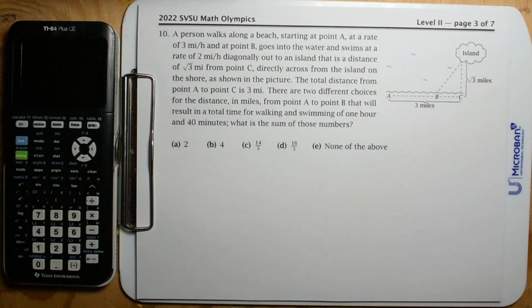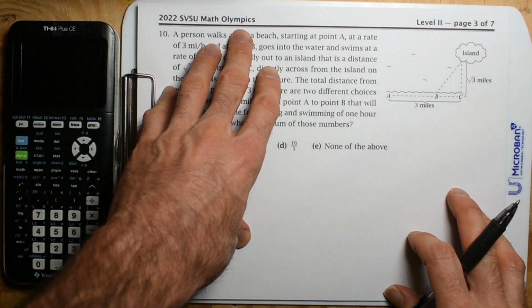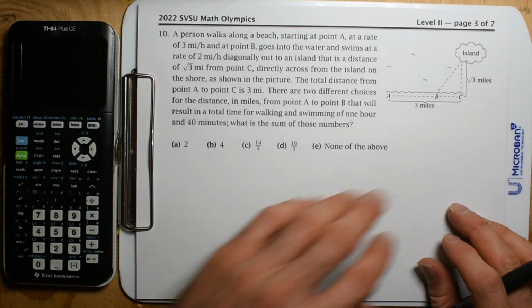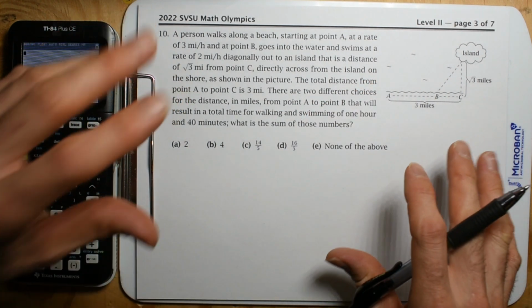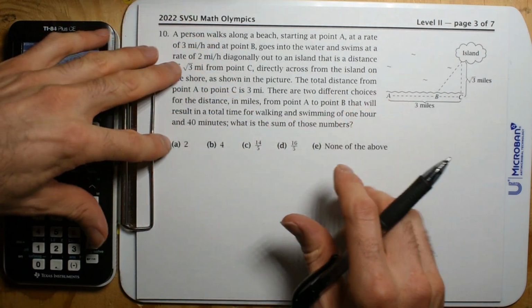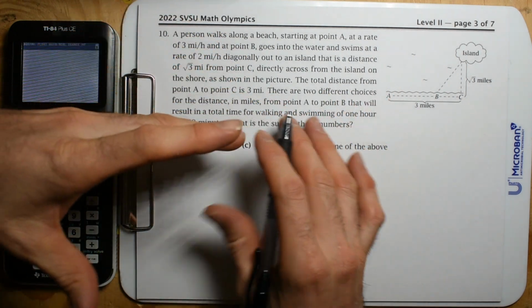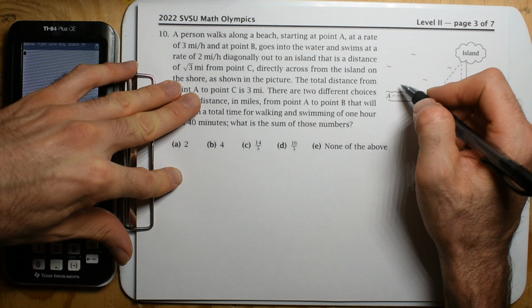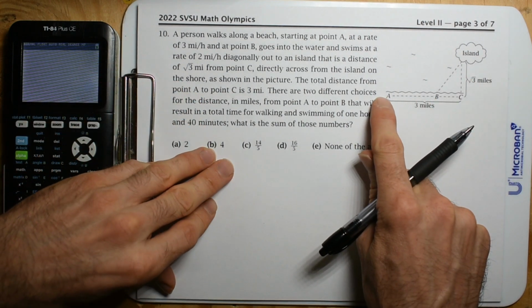Alright, hell yeah. So we have the Math Olympics. This is level 2. You're supposed to do it without a calculator. There's no way I can do this without a calculator. I've actually tried to do this even a couple times on camera without a calculator, and it just got to be super messy. So anyway, we walk at 3 miles an hour.